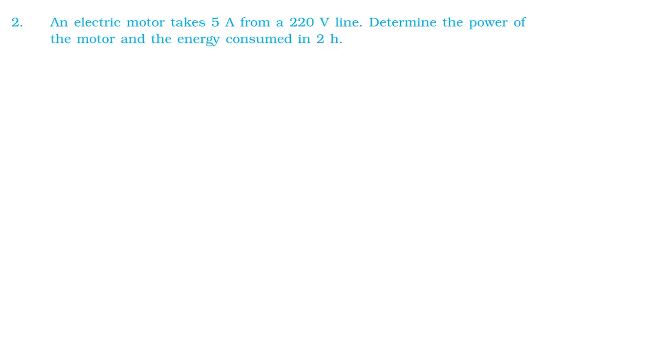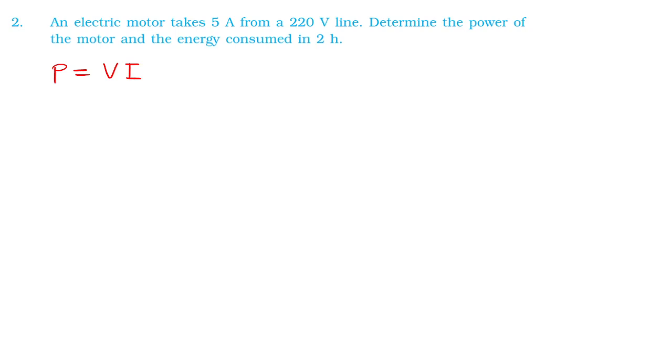Very simple question. Our objective is power. The first question is about power. Power has the formula VI. You studied in the previous class. Power is equal to voltage into current.